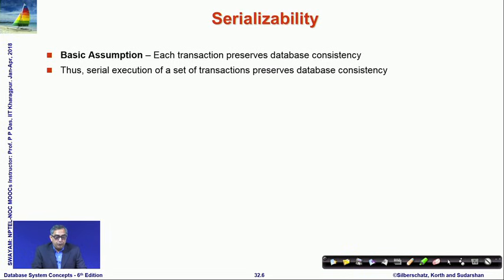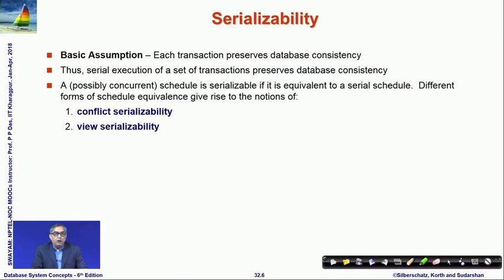So, we can conclude that if we serially execute a set of transactions, then the consistency of the database will always be preserved. Now, the problem happens, as we have seen in the last module, when possibly concurrent transactions happen, and we may be executing the instructions in an order which leads to the violation of ACID properties, the consistency in particular.